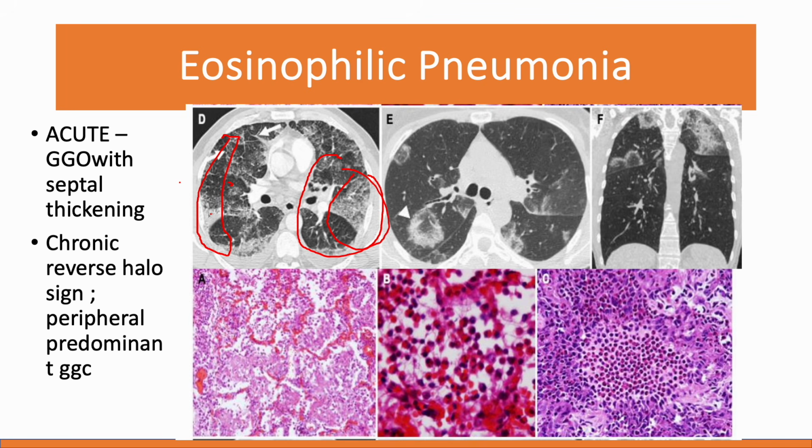When you look at chronic eosinophilic pneumonia, such as in these two figures, you see again an upper lobe predominant disease with a reverse halo sign. So, upper lobe predominant, but a reverse halo sign here, and we see interlobular septal thickening.